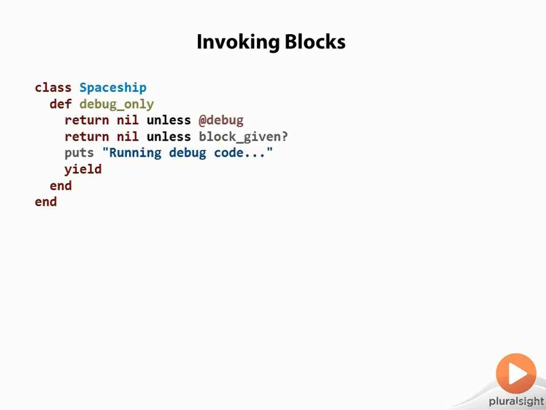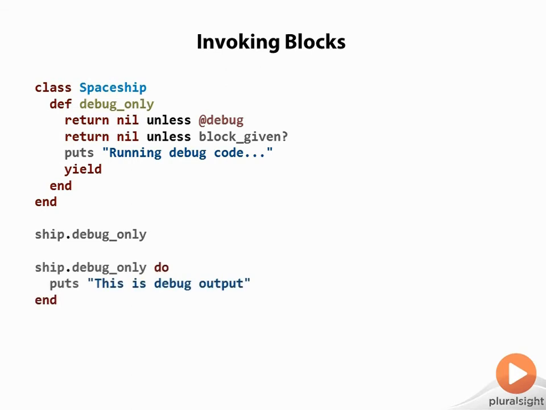The first line aborts the execution if the debug mode isn't on. The second line uses the block_given? method to check if a block has been passed to the method. If not, the method returns nil. The third line produces some output, and finally, the last line is the yield keyword, which executes the block. I can call the debug-only method without arguments, and it will do nothing. If I pass in a block, it will be executed as long as the debug mode is on, of course.